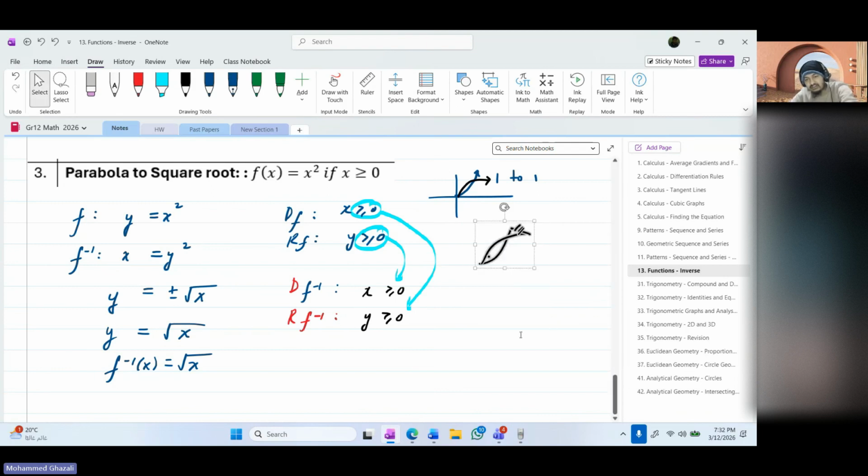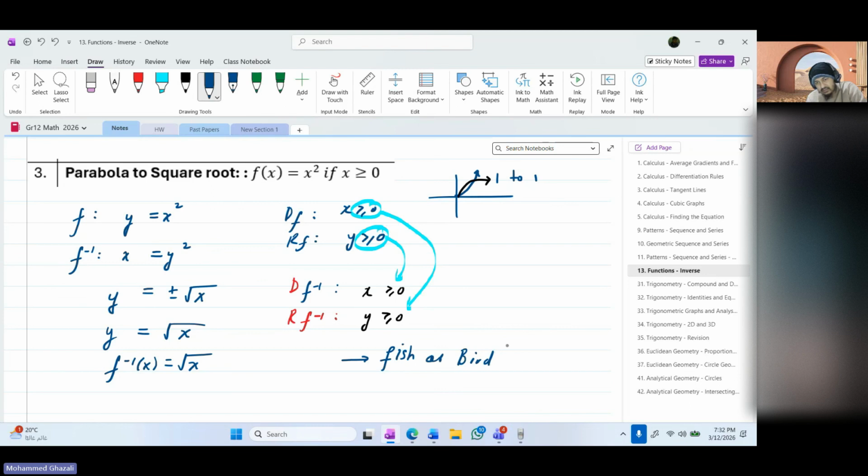You get either a fish or a bird. So in this case, for parabola to square root function, for the inverse function, you either get a fish or a bird. If you sketch the whole thing, you get a fish or a bird.